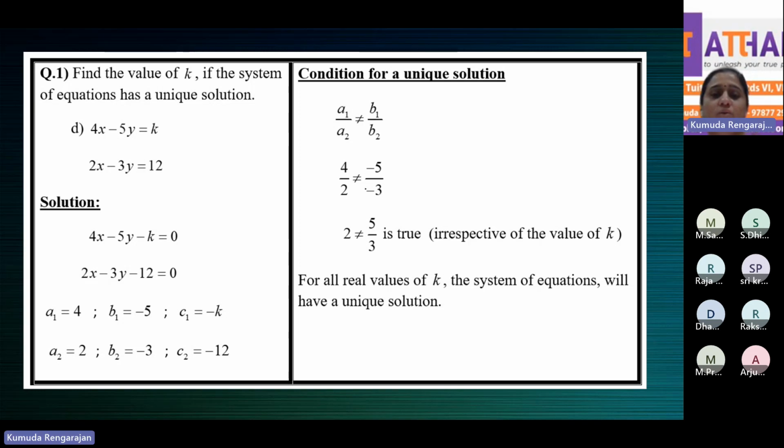What do you get here? When you work it out, you get 4 by 2 is not equal to minus 5 by minus 3, that is, 2 is not equal to 5 by 3. That's true, no? Now come back to the equation, children.